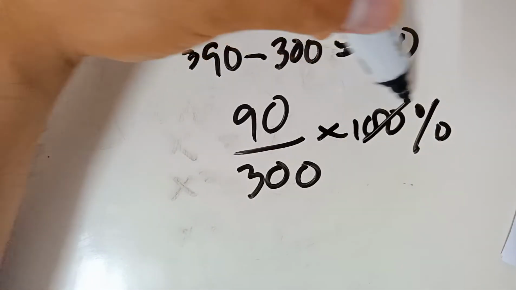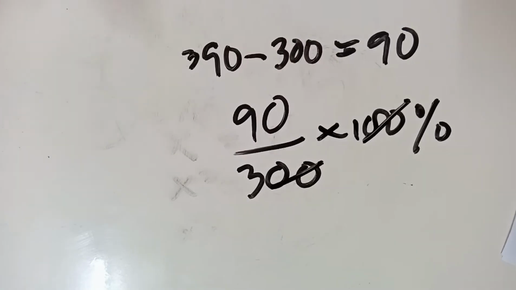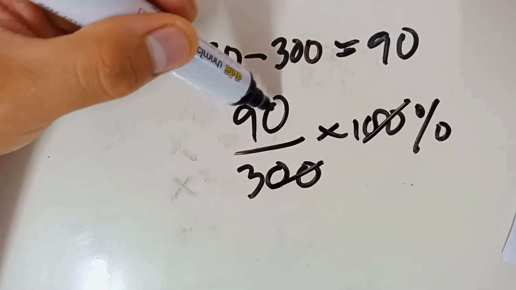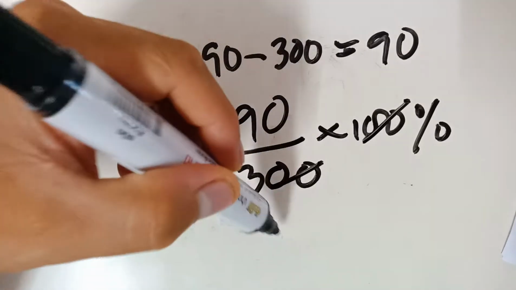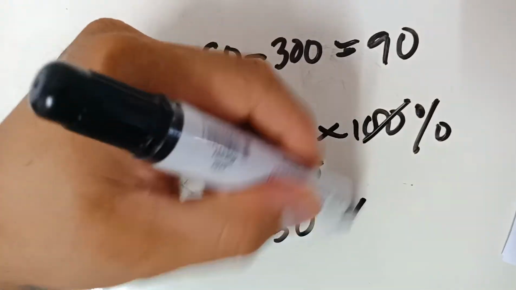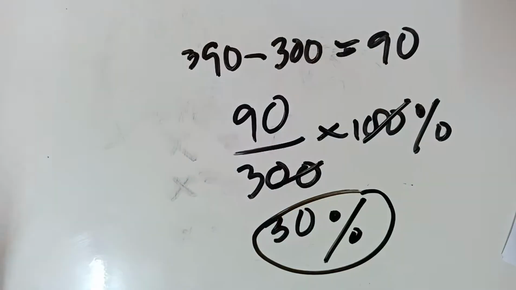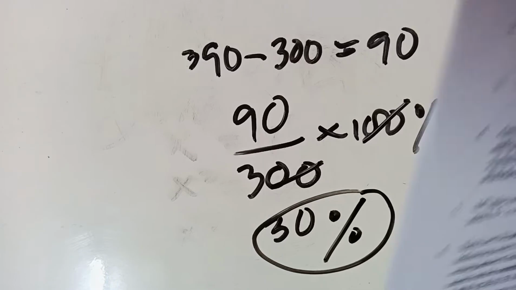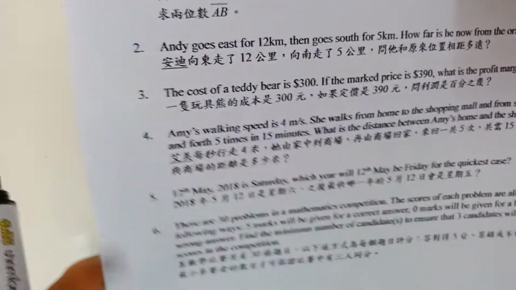So simply cancel these two zeros, and 90 divided by 3 is 30, and we have the answer, 30%. Okay, so the answer for this problem is 30%.